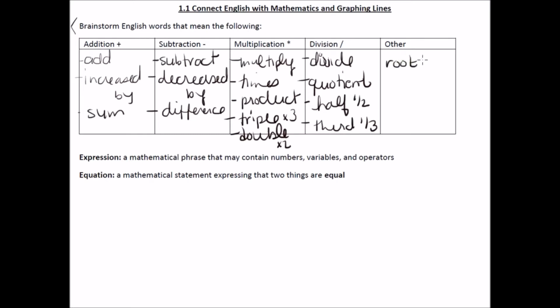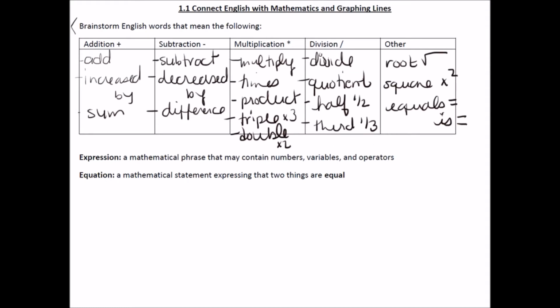If you see a root, we're looking for a square root. If you're looking for a square, you're going to take whatever number it is and square it. So times it by itself. And if you see the word equals, you're going to put like an equal sign, or the word is also an equal sign.